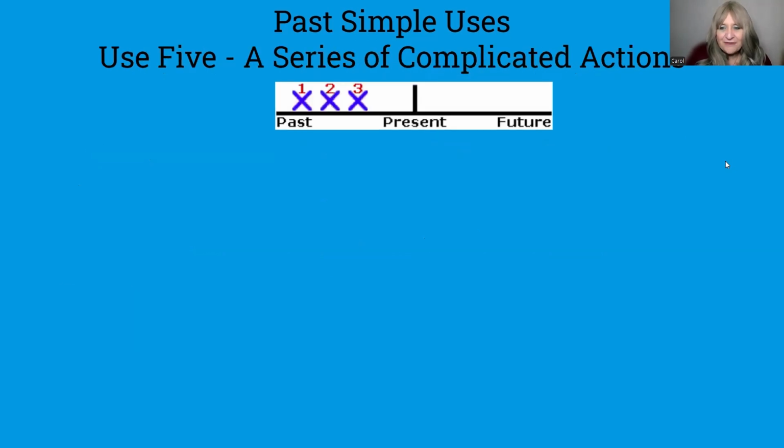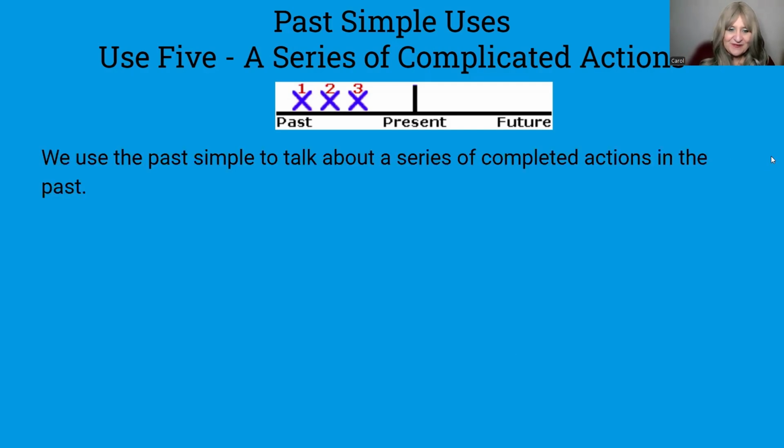Okay, and so our final use is a series of complicated actions, or actually it could be a series of easy actions too, but it is a series of actions, another way we can use the past simple. So we use the past simple to talk about a series of completed actions in the past. So let's have a look at some examples.